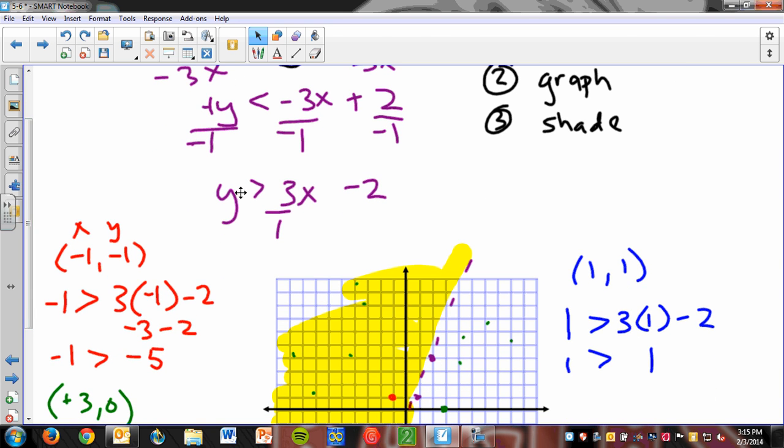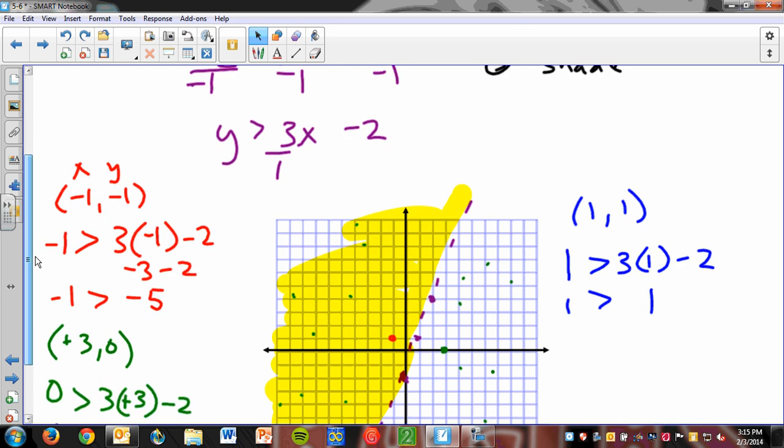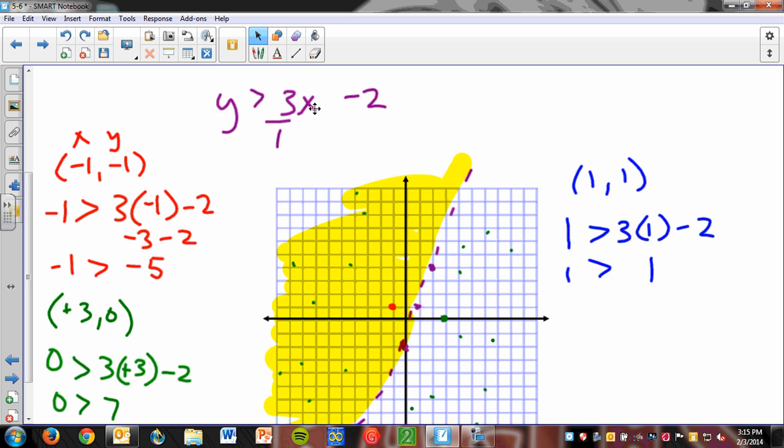Once we solve for y, y is greater than 3x minus 2. We're ready to graph. Like I said, treat this just as y equals mx plus b. So you start here at negative 2, go up 3 over 1, up 3 over 1. We're ready to put our line. It is a dashed line because this right here says it's not equal to.